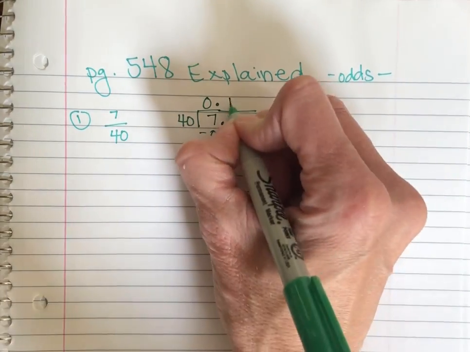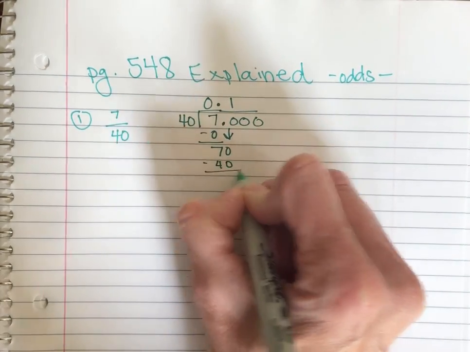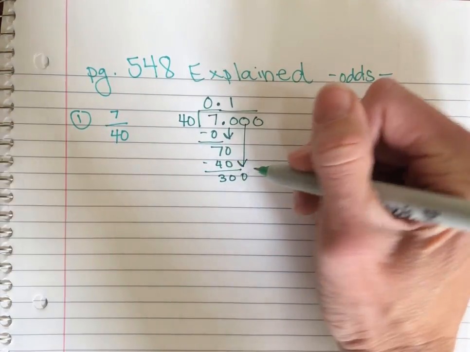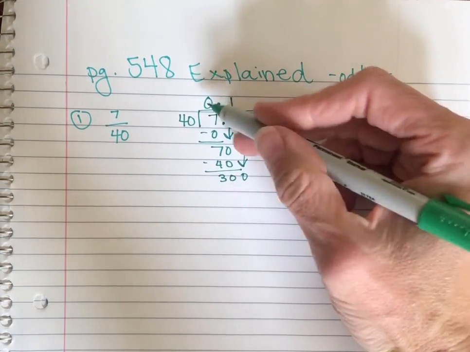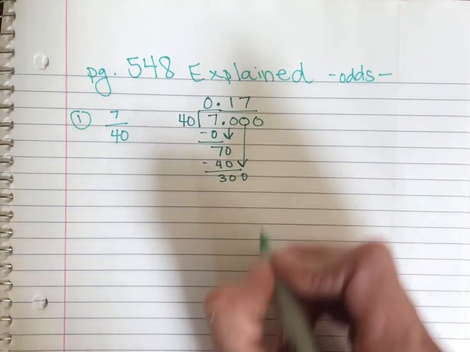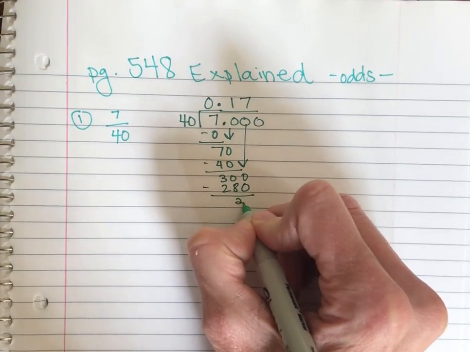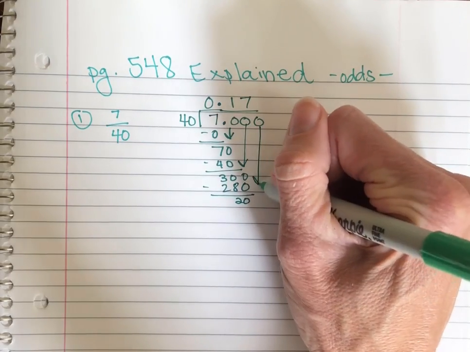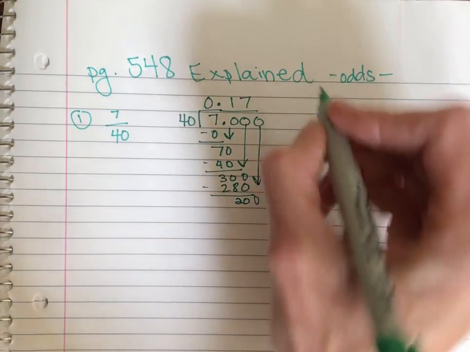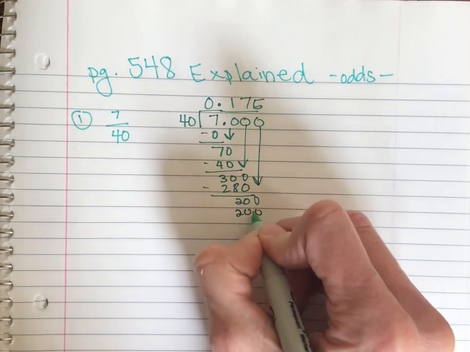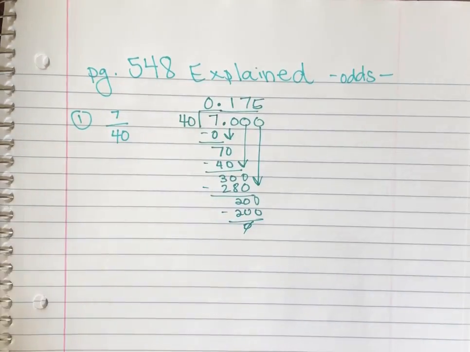40 goes into 70 once. Add 40, subtract, we get 30, bring down. Next we need to divide 40 into 300, goes in 7 times. Add 280, subtract, we get 20, bring down. 40 goes into 200 5 times. Add 200, subtract, and it comes out even.